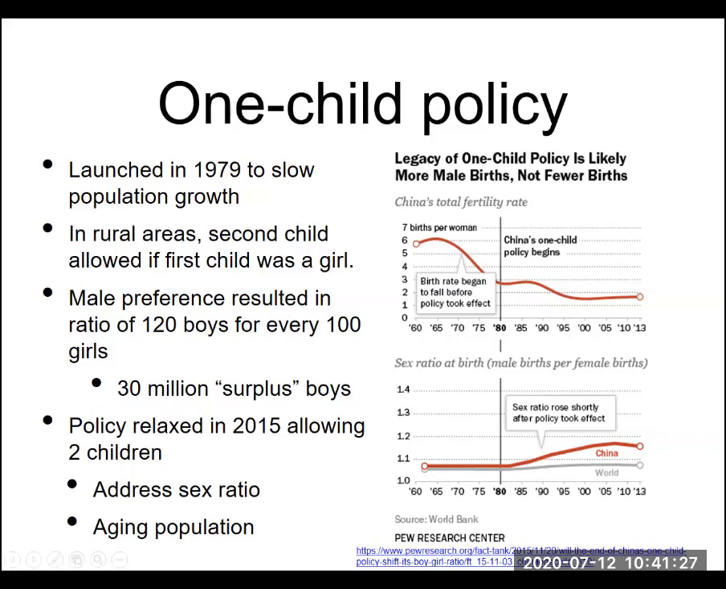And so this policy was put in about 1980, was relaxed at about 2015, allowing people to have 2 children, and this was done to address the sex ratio, to bring that closer to that 1-to-1 ratio between boys and girls, as well as to respond to a population that was aging, and they were running the risk of having a younger generation that wouldn't be able to support the needs of that aging population.